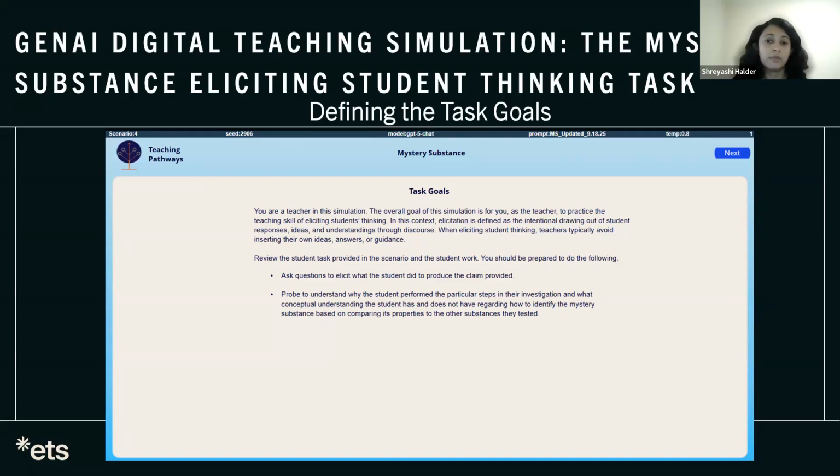The goals are provided to participants at the top of the screen. In this simulation, the goals are centered on elicitation. That is, the participants are instructed to ask questions to elicit what the student did to arrive at his claim. They are also instructed to probe to understand why the student performed those particular steps in the investigation, to discover what conceptual understanding the student has and does not have regarding how to identify the mystery substance. Can you go to the next slide, please?